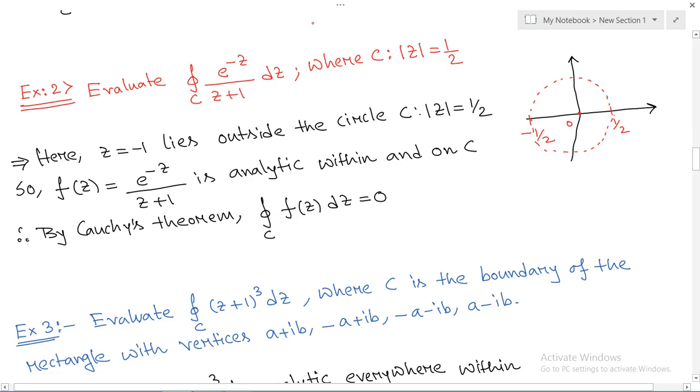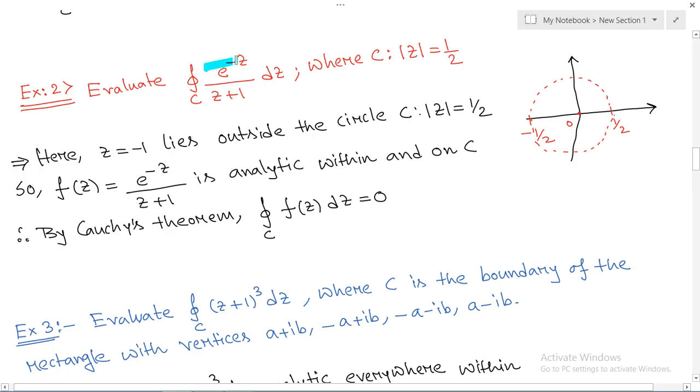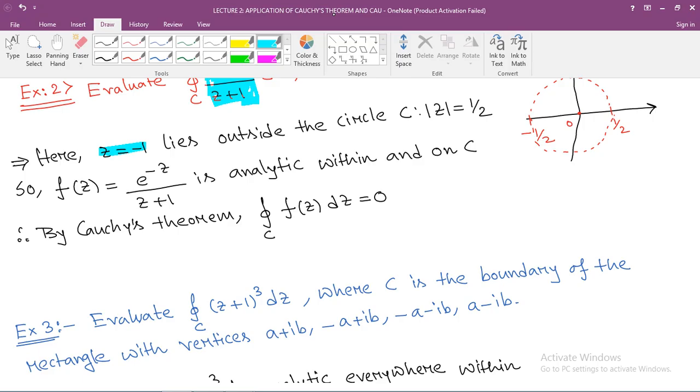Now we have to look into the functional structure. In this function the structure is e power minus z upon z plus 1. So this function is going to be non-analytic at which point? At z equal to minus 1, because it fails to satisfy the existence of the function. If we put z equal to minus 1, the function will be undefined. If it is undefined, there is no question of analyticity. So z equal to minus 1 lies outside the region of the integration.